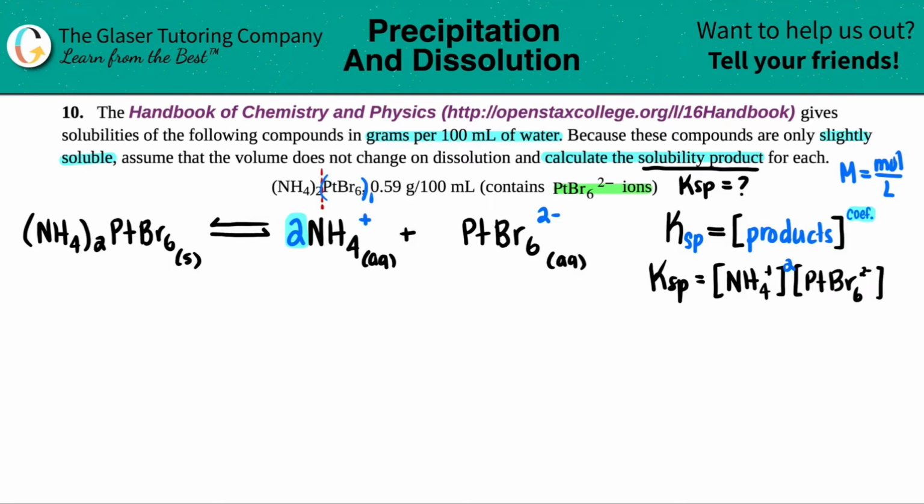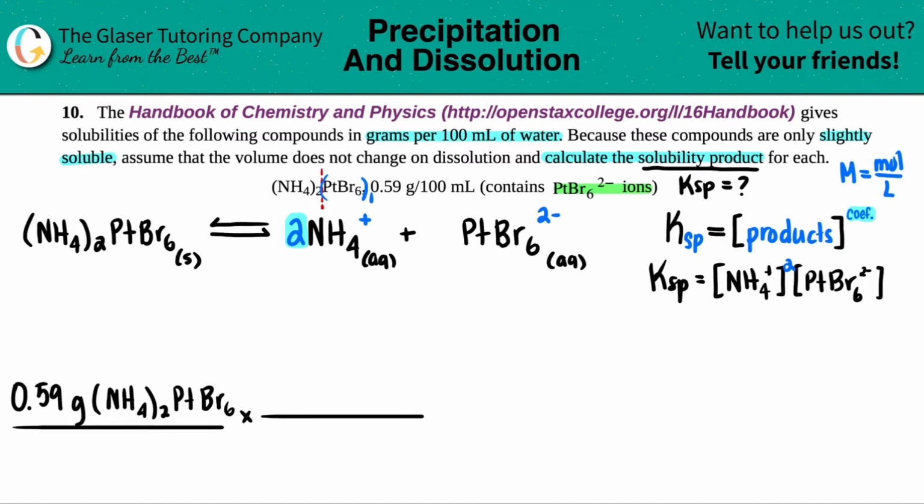So let's see, I got 0.59, and that's grams of the starting material. So that's the full-blown NH4 2PtBr6 times by a ratio. Oh, and by the way, this is over 100 milliliters, right? That was in the number that they gave us. So only work with one unit at a time. Let's just get the grams into the moles.